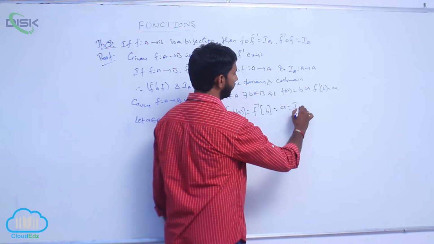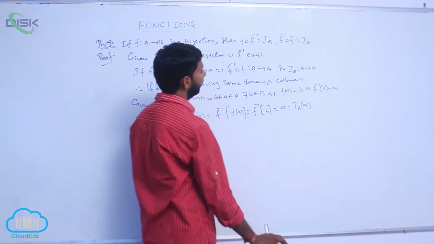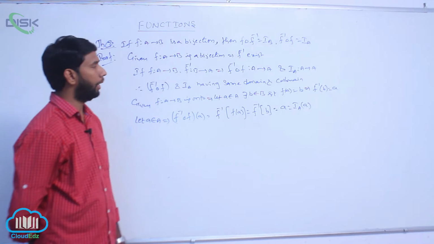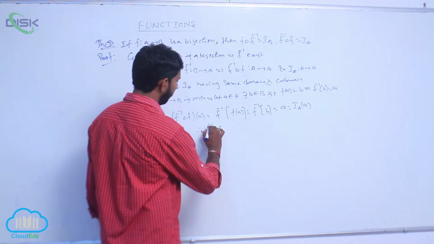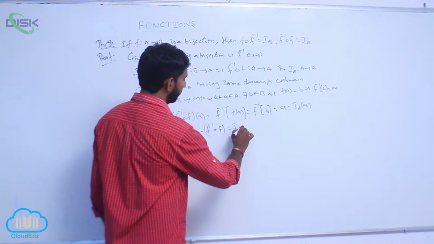A can be written as I suffix A of a, since I suffix A mapping from A to A. Therefore, f inverse circle f is equal to I suffix A. This is the first one.